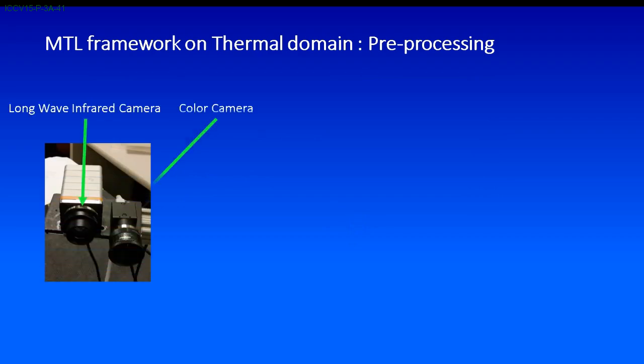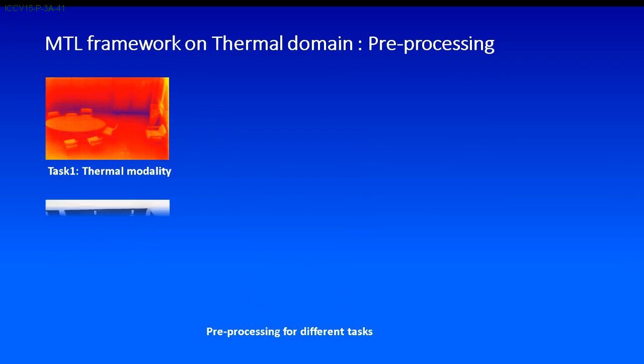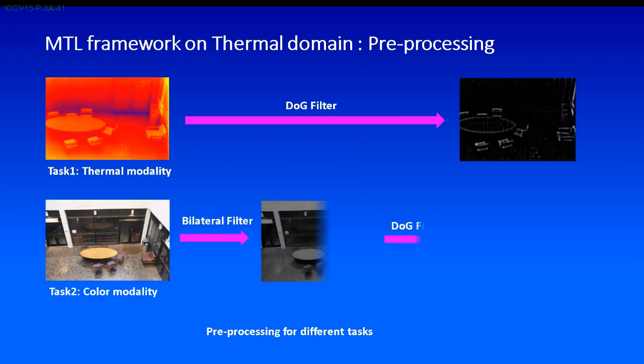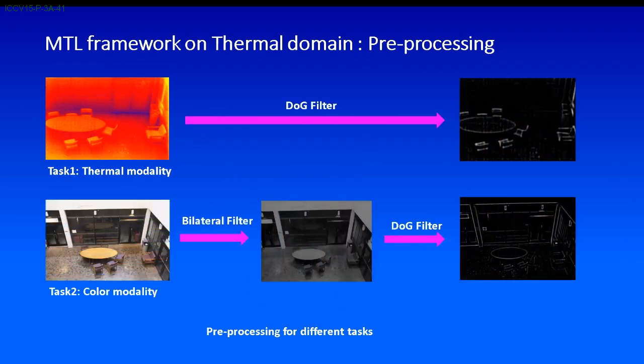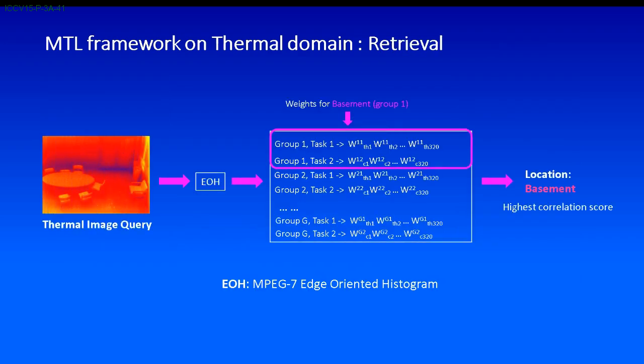We also test our MTL retrieval on the thermal domain for dark environment localization. Edge orientation histogram features are extracted from thermal and visible tasks. In query, the location achieving the highest combined correlation of both thermal and visible tasks is the retrieval location.